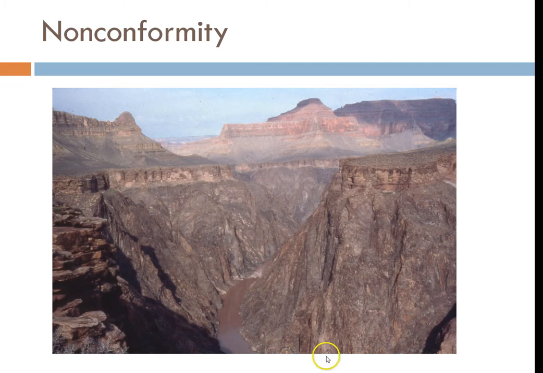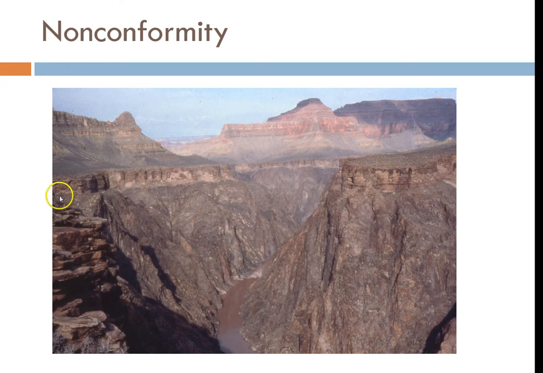So if you look here, you've got the inner gorge. So this is the Vishnu schist. It's got streaks of dikes of the Zoroaster granite. All of this is ancient rocks, billions of years old. But you notice there's no layers at all. But on top of it are these lovely layers again.